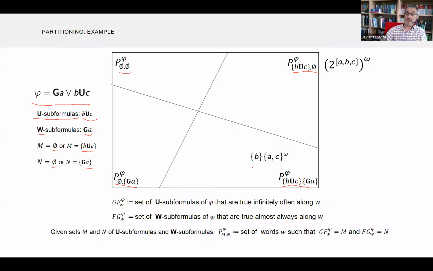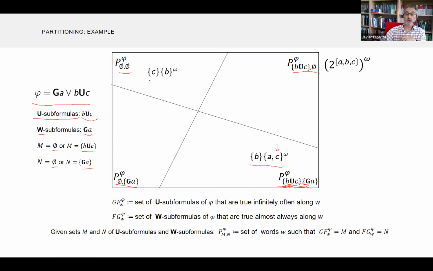And for example, this is a word that belongs here. Why? Because this is telling us that B until C holds infinitely often. And indeed, that's something satisfied by this word. In this word, B until C holds infinitely often because of this C here. And GA holds also almost always. It doesn't hold right at the beginning, but starting at the second position, it holds always. So it is a word that belongs there.